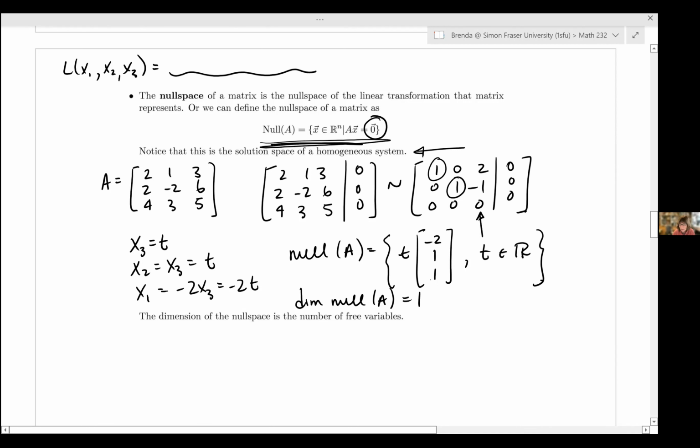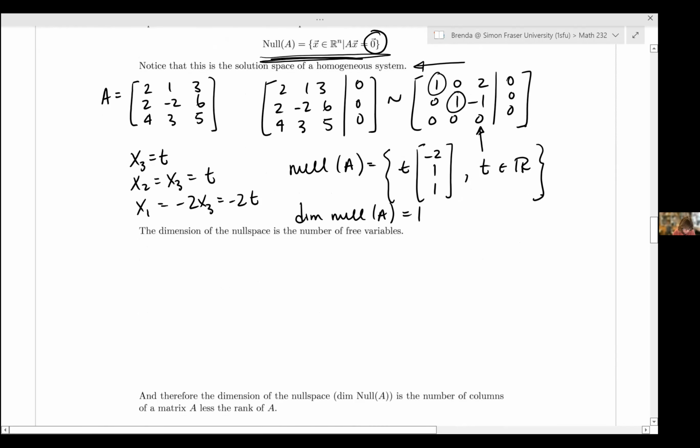I mean, clearly this is also a basis. There's one vector, so it's linearly independent. So that is also a basis. Okay, so we have a basis with one vector in it, and the dimension is 1. Okay, so notice something here. In this example, we had one free variable, and the dimension of the null space is 1.